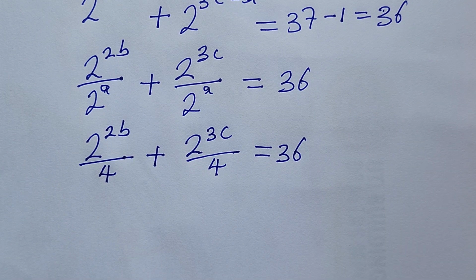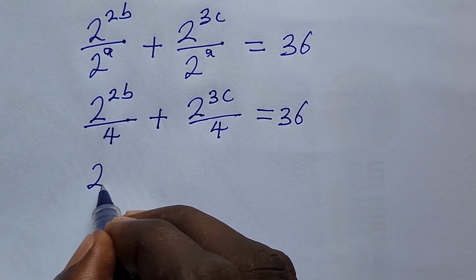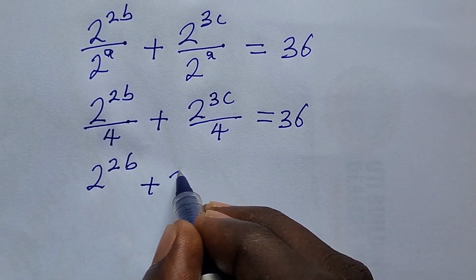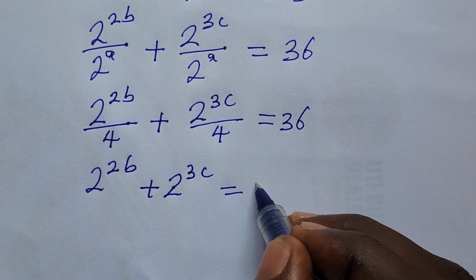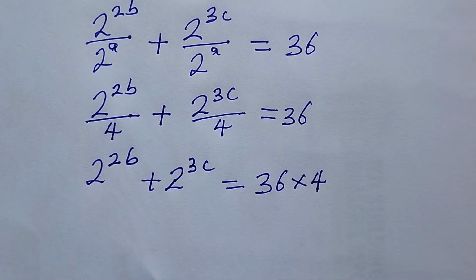We can clear off the denominator by multiplying both sides by 4. True or false? So let's do that. If we do that, we'll be left with 2 to the power of 2b plus 2 to the power of 3c equals 36 times 4. This has not really changed anything.